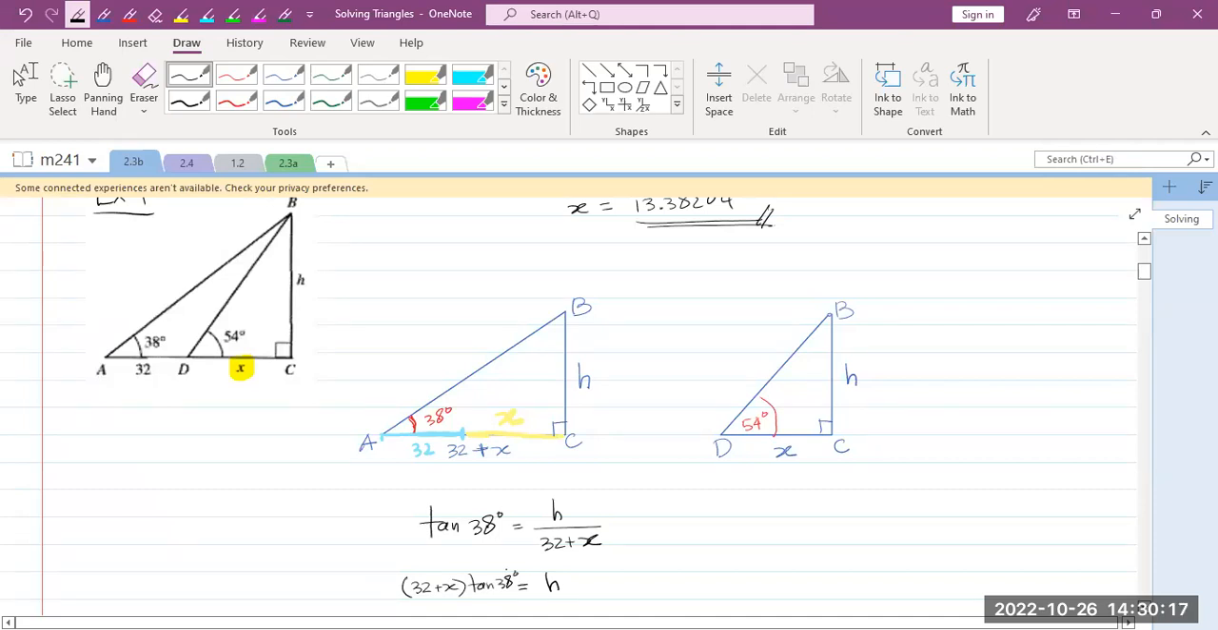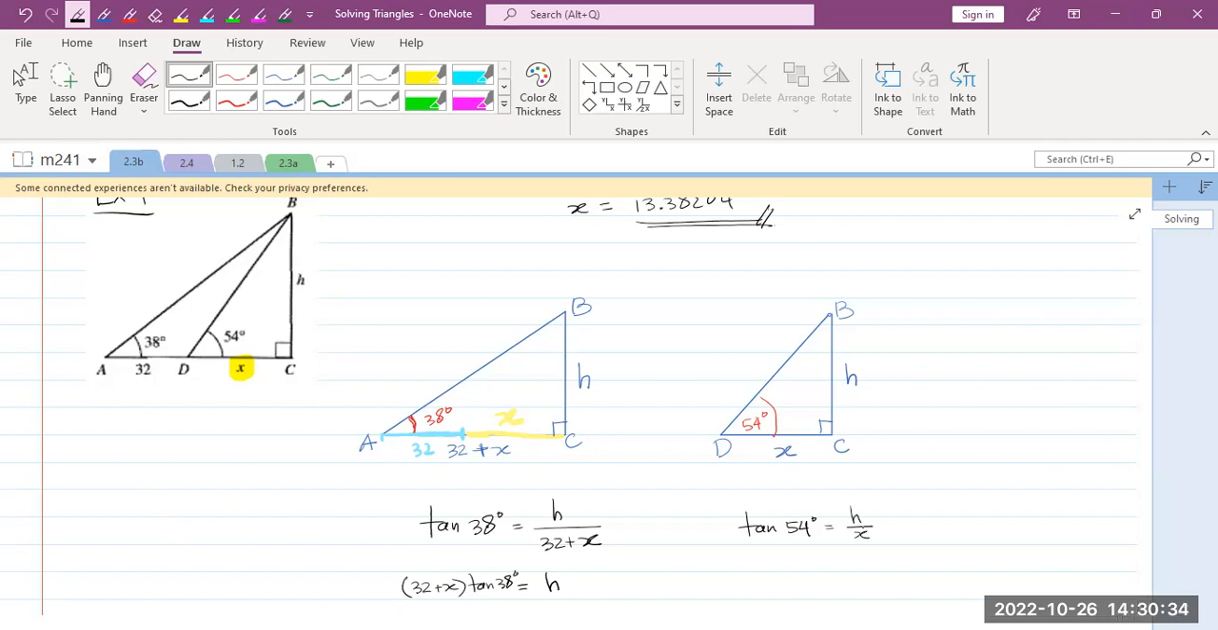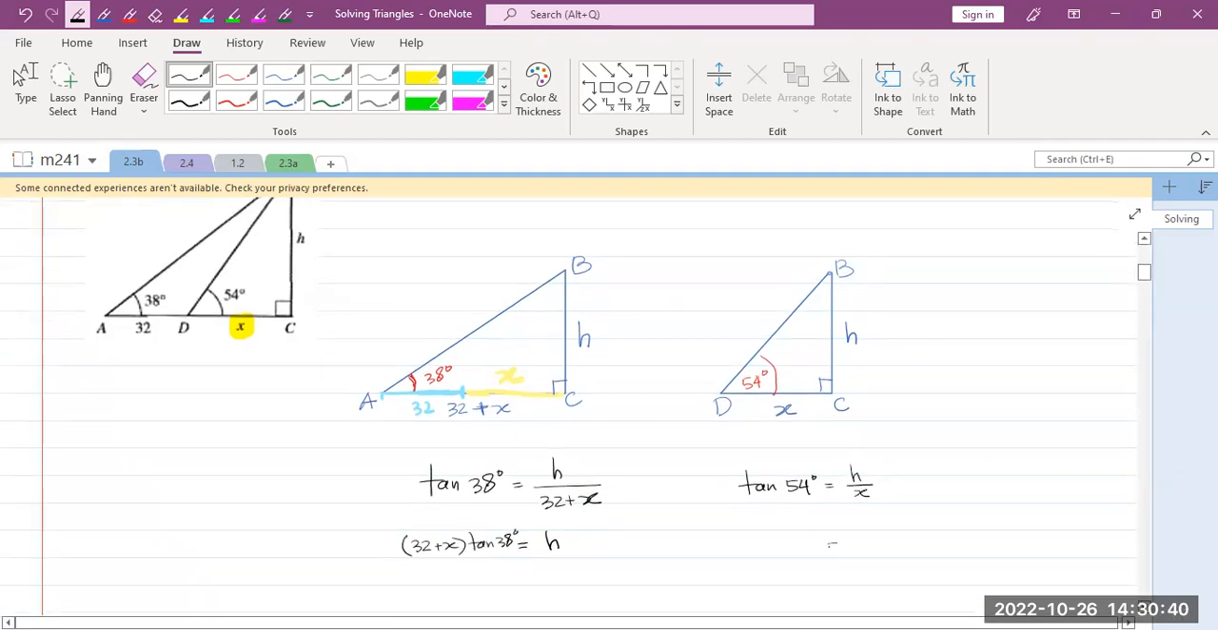Now, the second triangle, the slightly smaller triangle, however, we have tangent 54 degrees equals h over x. So you have to memorize what relates the opposite and adjacent and that angle. You need to know right away at this point, oh, that's tangent. Now, therefore, h is equal to x times tangent 54 degrees.